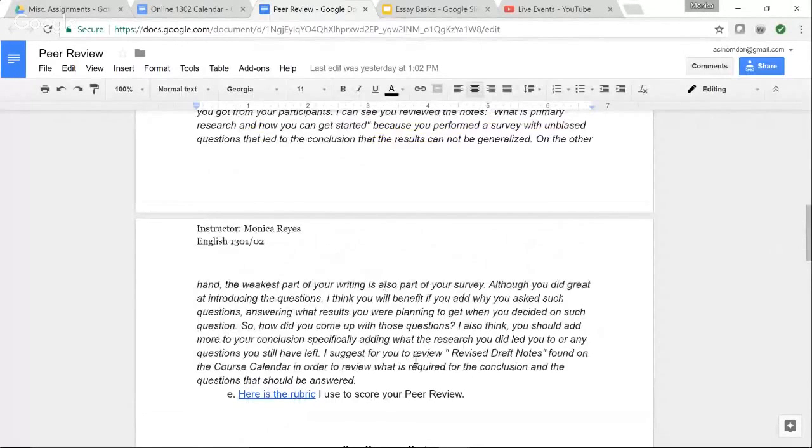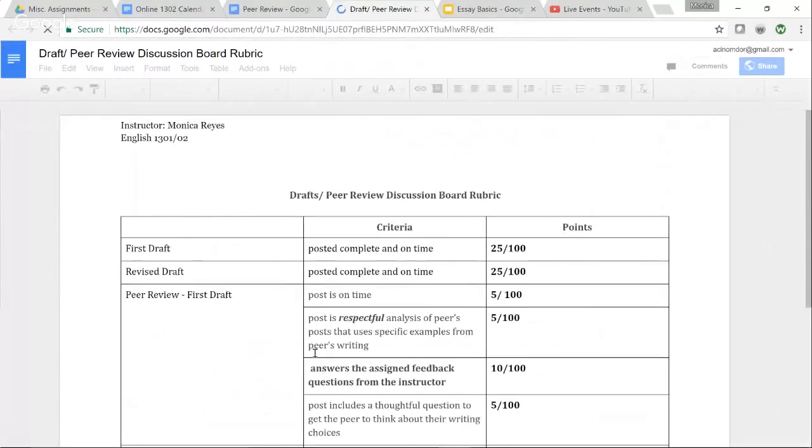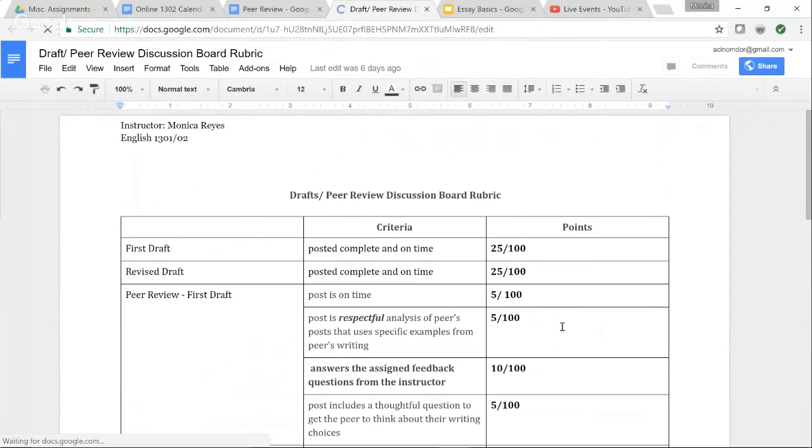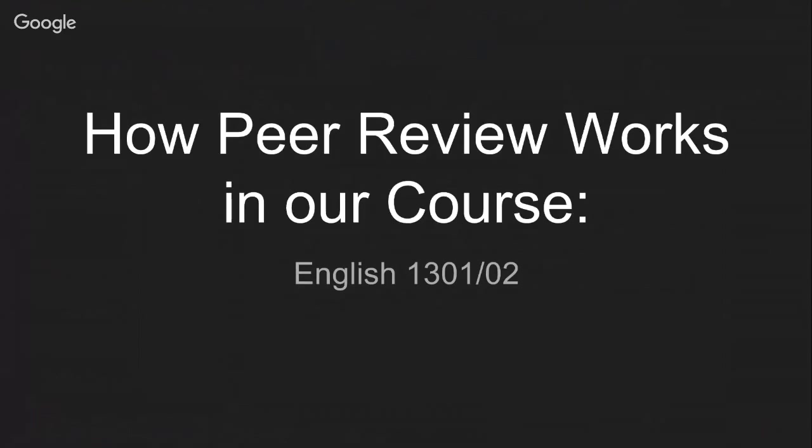One more thing, back on the instructions for peer review, right before I assign the peer response partners, there is a link to the rubric that I use to grade your peer review assignments. Make sure that you take a good look at how I grade these peer reviews so that you're well aware of what to expect for this assignment. Remember, this is not busy work, and when well done, these assignments can help students make a big improvement in their writing.